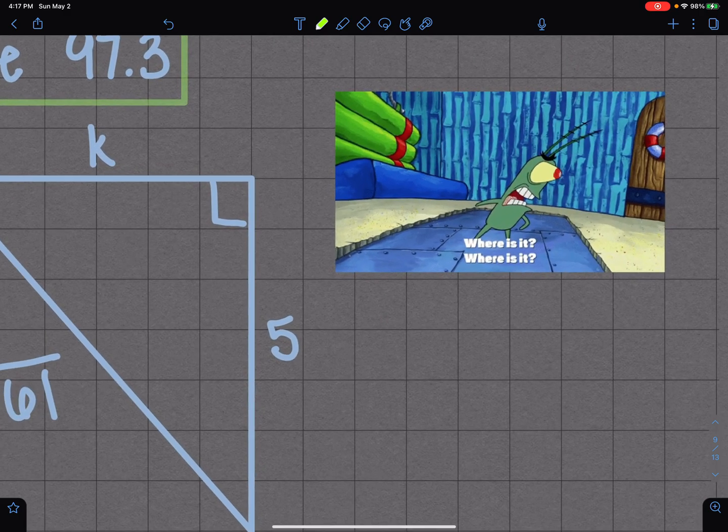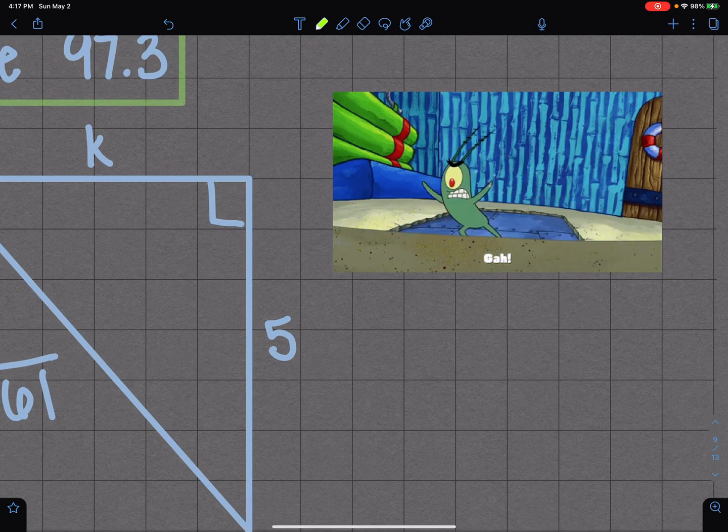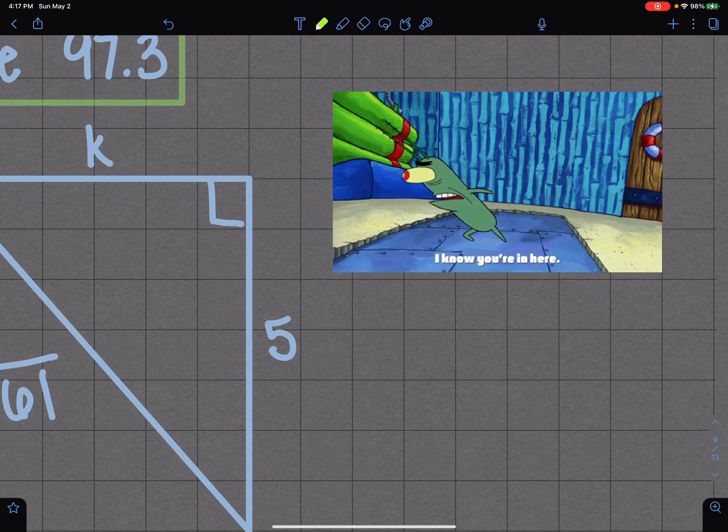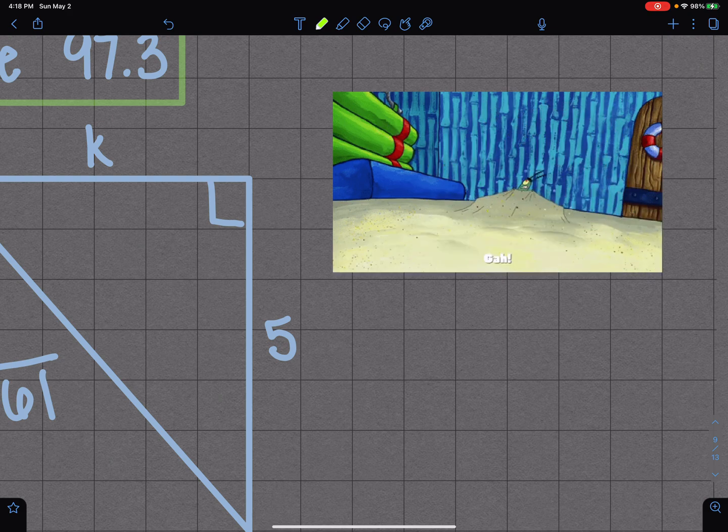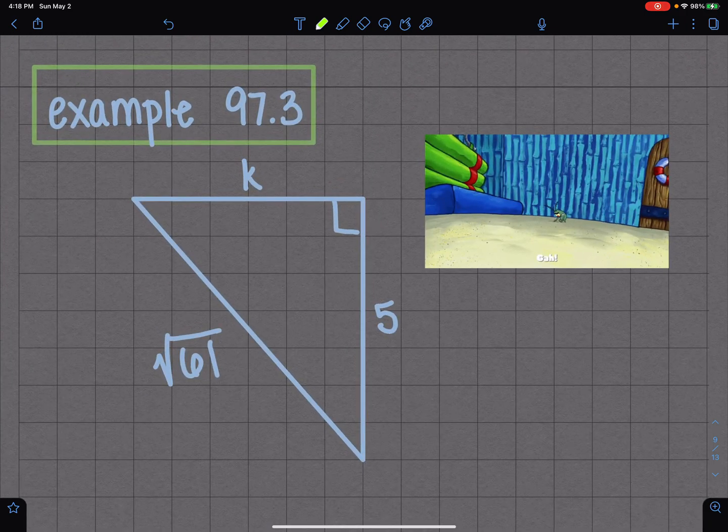I don't know why I put this one here. Where is it? Where is it? Plankton's trying to find something. You're not fooling anybody. Oh, that's why I put it in here, because he says you're not fooling anybody.